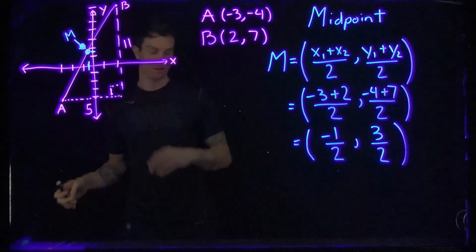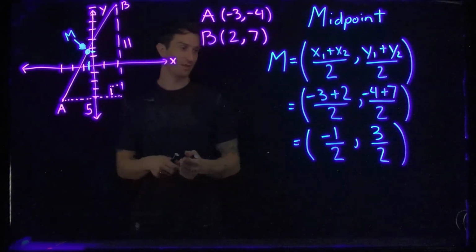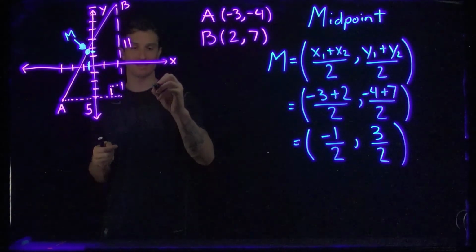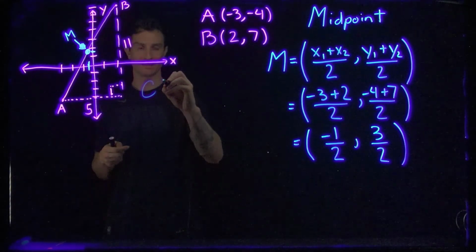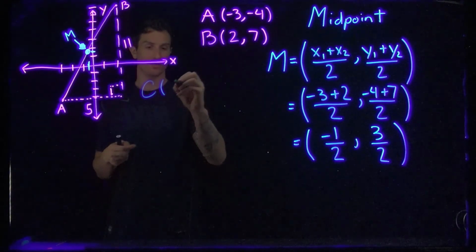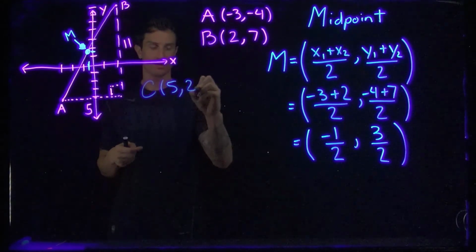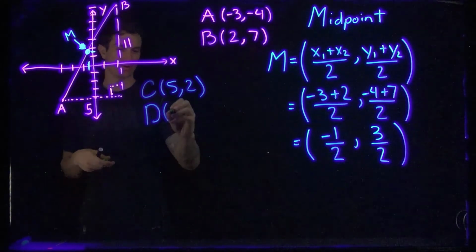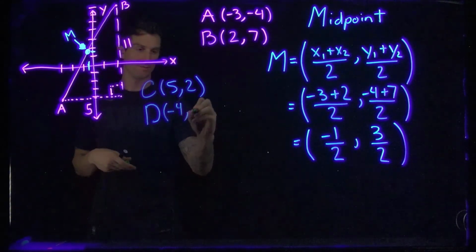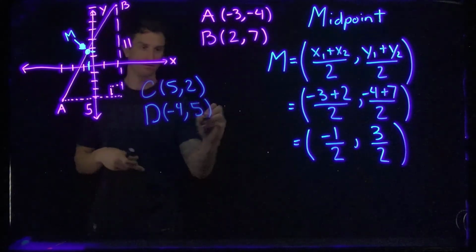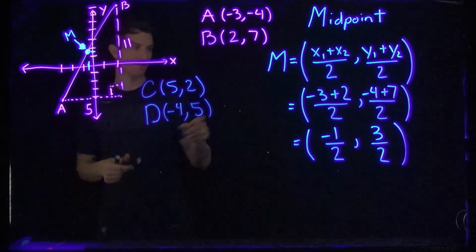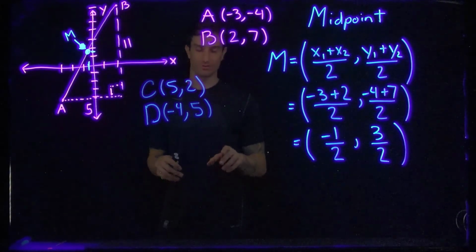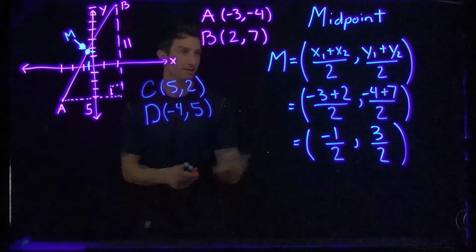I know we already have a graph here, so I'm not going to try to graph something else, but maybe try on your own. Let's come up with 2 random points. We'll call them C and D. Let's say C is going to be 5 and 2, and D is going to be -4, +5. And we'll find the midpoint. So pause the video. Take a second. Try this example on your own. Did you pause the video? Okay. So, last one.